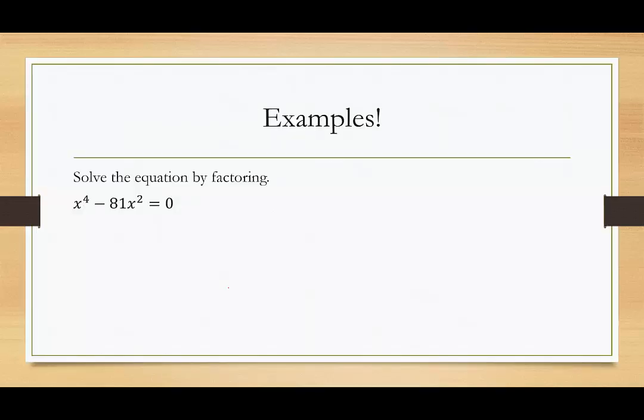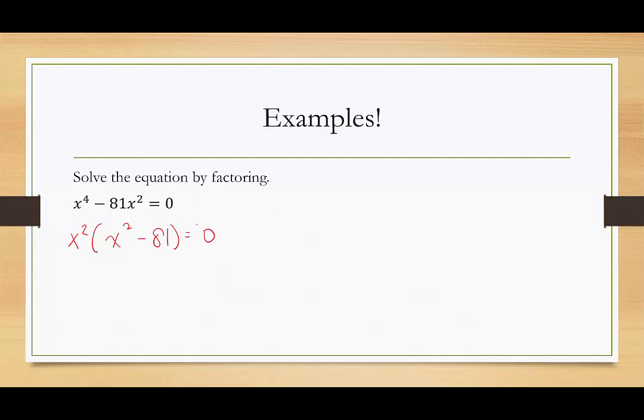In our first example, we want to solve by factoring. We have x to the fourth minus 81x squared equals 0. What I notice here is that the two terms have a greatest common factor of x squared. So the first thing I'm going to do is factor out the GCF of x squared. That's going to leave me with x squared minus 81 equals 0.